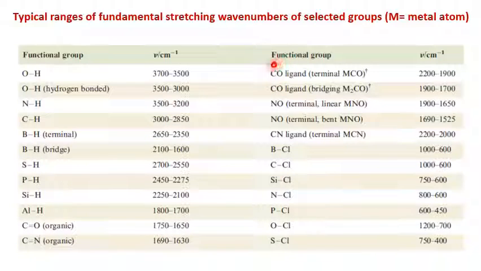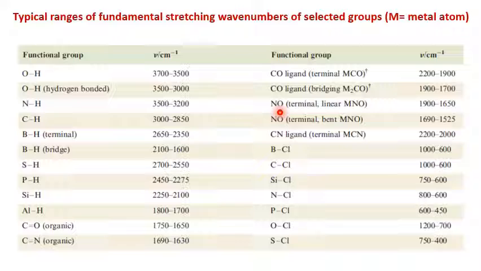Now you see the carbon monoxide ligand, this is a ligand, not the CO of an organic compound. This is the carbon monoxide ligand. For a terminal M-CO, where M is the metal atom, the value falls in the region 1900 to 2200 centimeter inverse. If this carbon monoxide ligand is bridging between two metals, then its value gets reduced compared to the terminal, to 1700 to 1900 centimeter inverse.